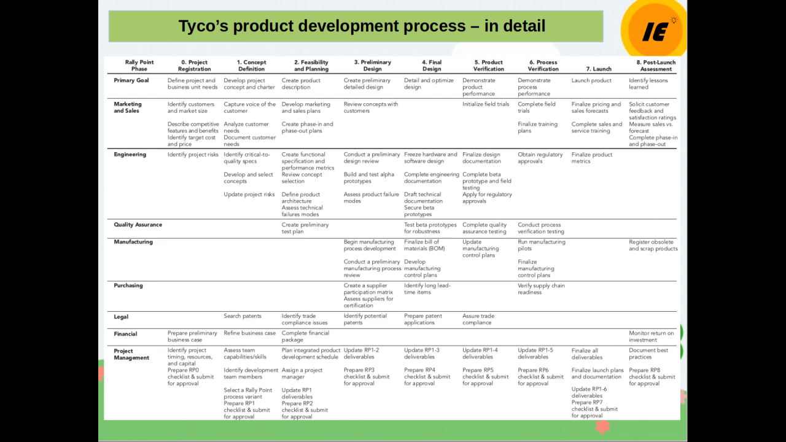Now the manufacturing team comes into play for the first time: begin manufacturing process development and conduct a preliminary manufacturing process review. The purchasing team will create a supplier participation matrix and assess suppliers for certification. This is important. Purchasing means that this is the product we are making, and it has, let's say, 100 or 150 parts, so we will have to order them from these companies, etc. So that's the task of the purchasing team.